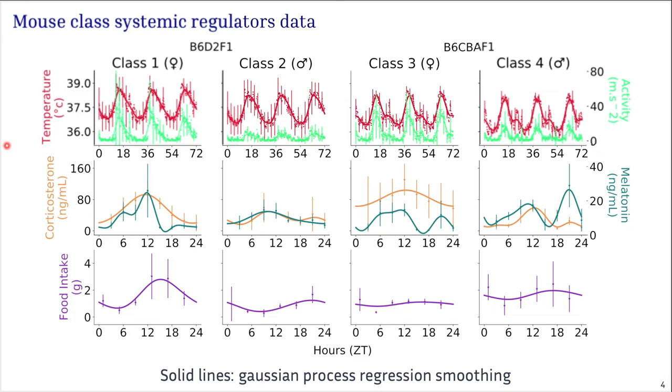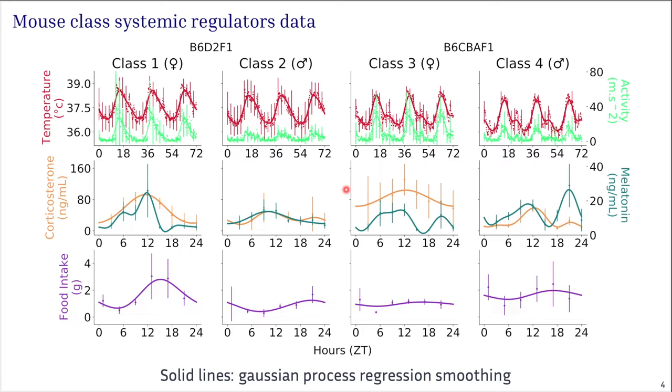At the systemic level, we have the time series profile of 5 variables, for instance, temperature or melatonin, and this in 4 mouse classes, 2 strain and 2 sex. You can observe differences class-wise. For instance, if you look at the green curves, the activity curves, you'll see that the amplitudes are higher in female mice compared to male mice. And you can find other differences as well. So that's at the systemic level.